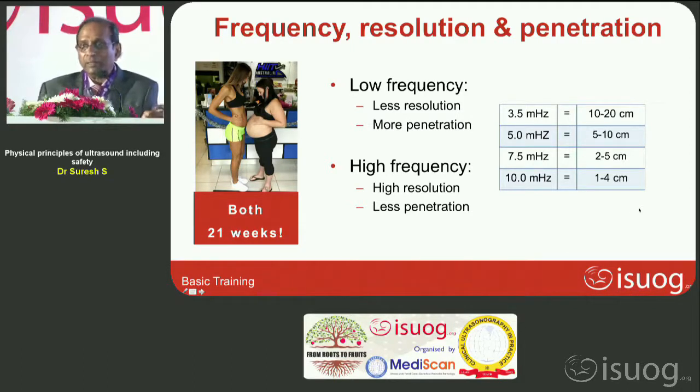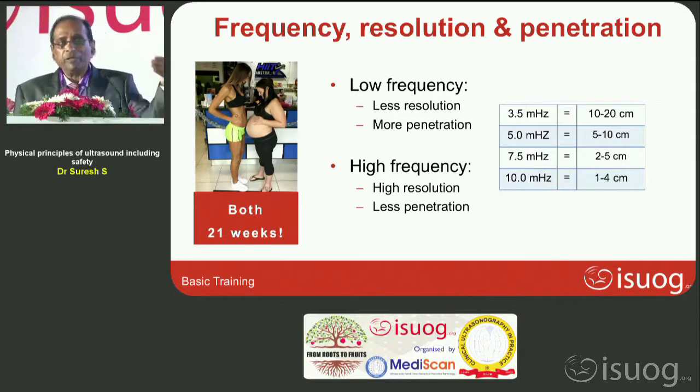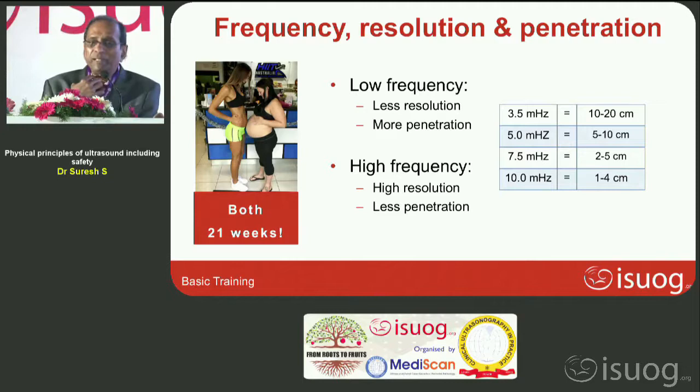The reason we are telling this here is that if you want to deliberately look at objects which are very close to the transducer, you always prefer to use a higher frequency transducer. For example, if I want to image the thyroid gland, I will not use a 3.5 megahertz transducer, because the thyroid gland is very close to the transducer. So I will use a 5 to 10 megahertz transducer, which gives me much better resolution.